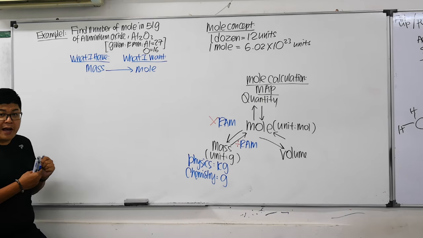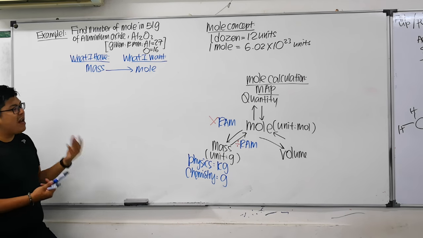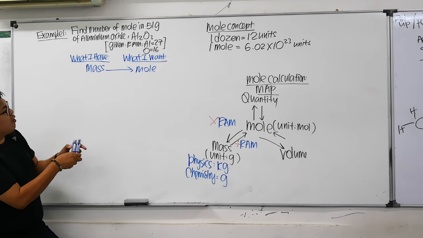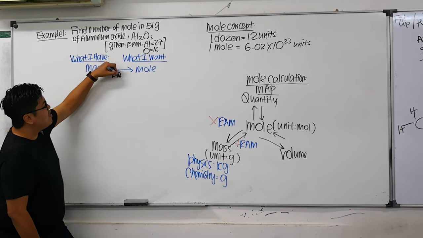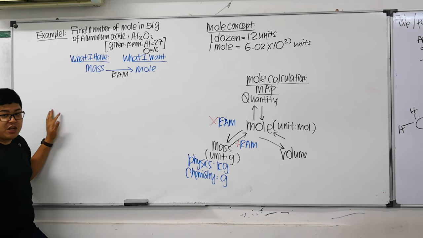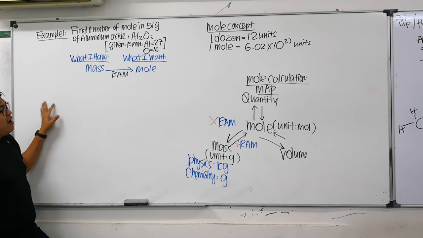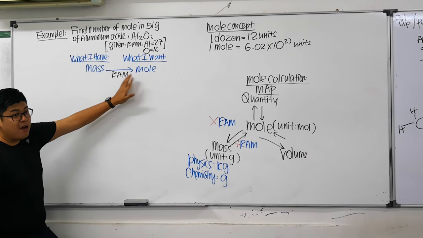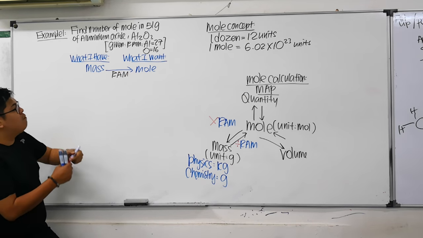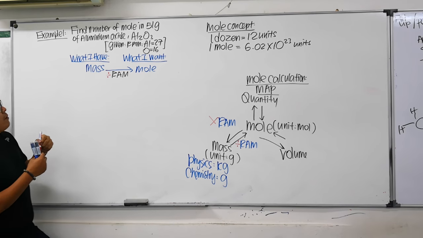Okay, everyone? Mass and mole are related by what relationship? RAM. So RAM is the relationship. After that, you must find the operation, times or divide. Always remember, anything become mole, divide. Mole become anything, times. So you want to change something to mole, divide. So let's do it.